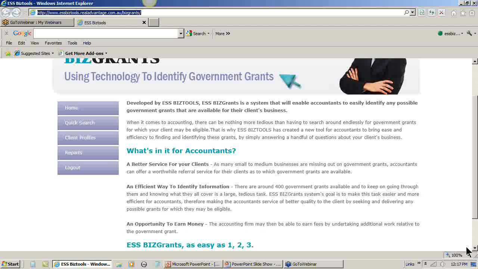We believe there are significant benefits to accountants in utilising ESS BIZGrants, in that it's a better service for your clients, because I believe there are many small medium enterprises in Australia missing out on government grants. So we believe that this product is an efficient way to identify the grants that are there. And there is an opportunity for you as the accountants to earn some extra fees from this, because some of the work that's required under various government grants will probably be able to be undertaken by your firm.